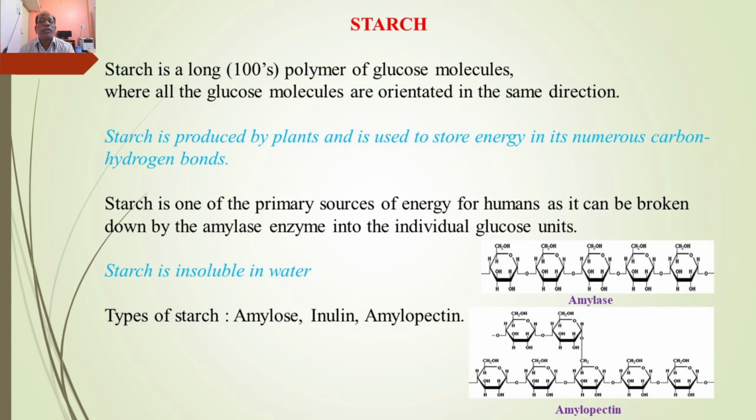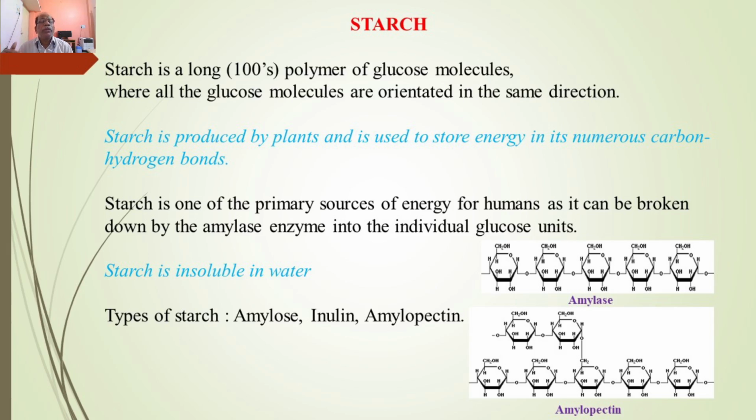So starch is produced by the plants and is used to store energy in the form of numerous carbon hydrogen bonds present in them, in the form of a polymer, a chain of glucose molecules. Starch is one of the primary sources of energy for humans as it can be broken down by the amylase enzyme into individual glucose units. So starch is digested in the presence of the enzyme amylase.